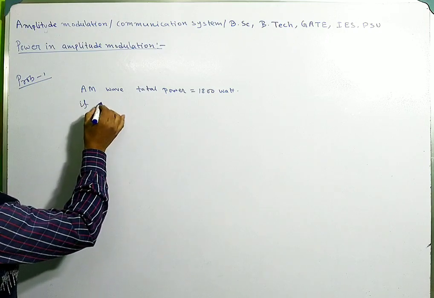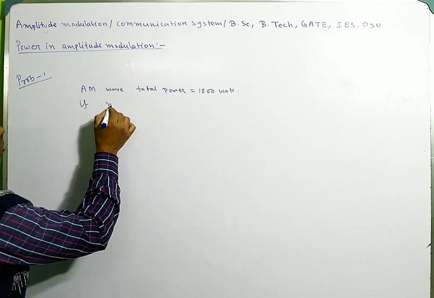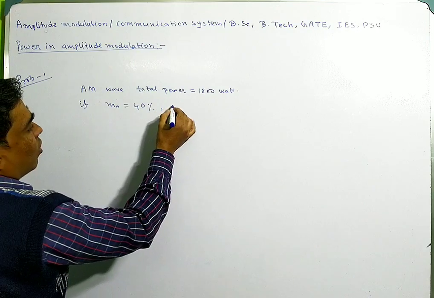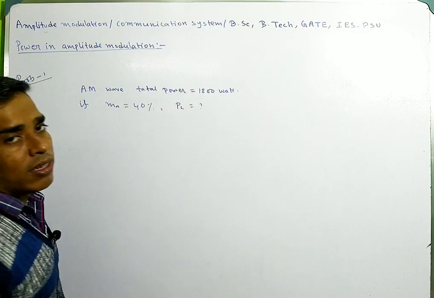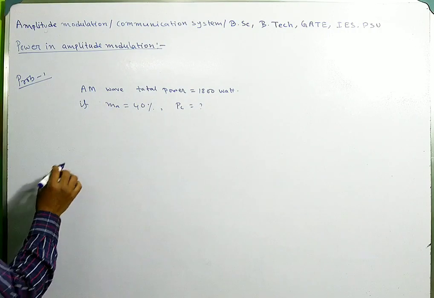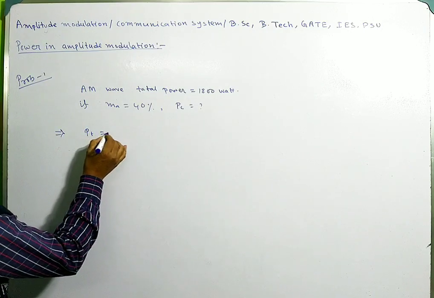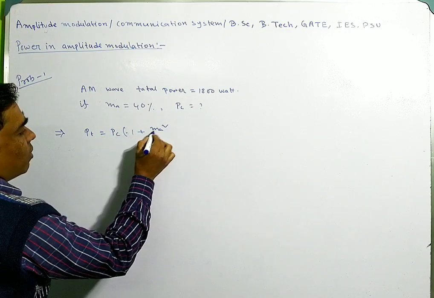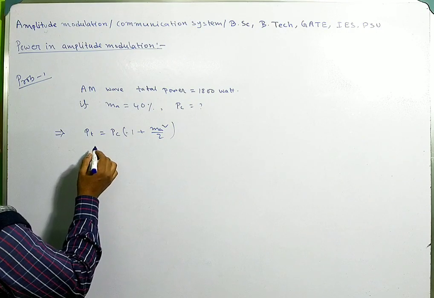If the modulation index MA is equal to 40%, then what is the value of PC? That means the power in the carrier. So here you can solve this problem easily by the equation PT is equals to PC times (1 plus MA square divided by 2). Using this equation you can solve this problem easily.